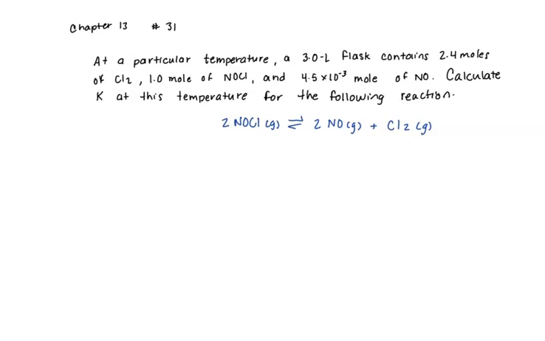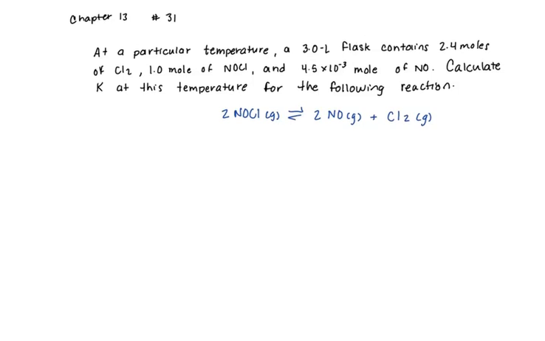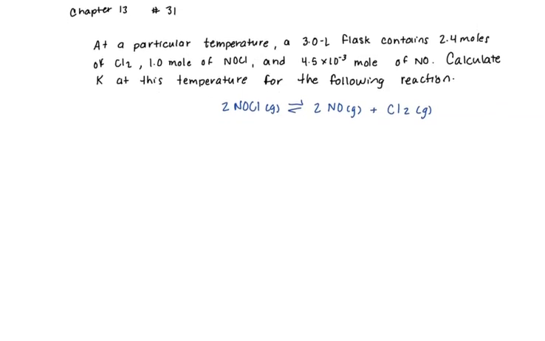Okay, so today we're going to be looking at chapter 13, problem number 31. It's basically looking at a reaction that we have down here. It has to do with equilibrium. All right, so it says at a particular temperature, a 3-liter flask contains 2.4 moles of Cl2, 1 mole of NOCl, and 4.5 times 10 to the negative 3 moles of NO. Calculate K at this temperature for the following reaction. And then we have the reaction down there in blue.